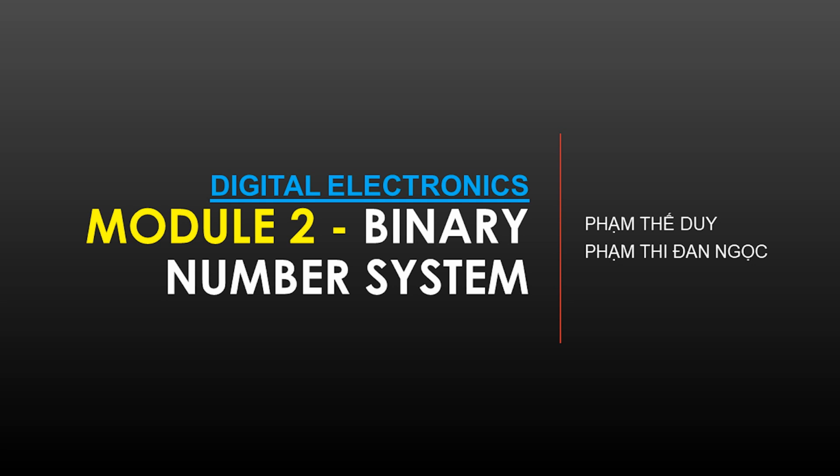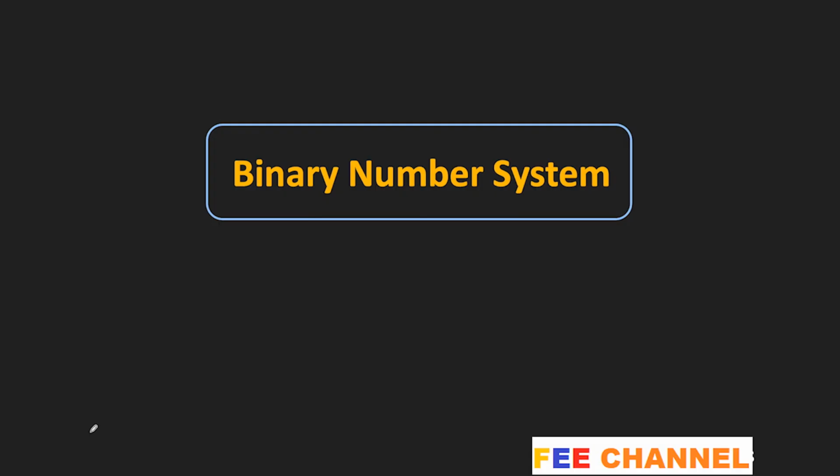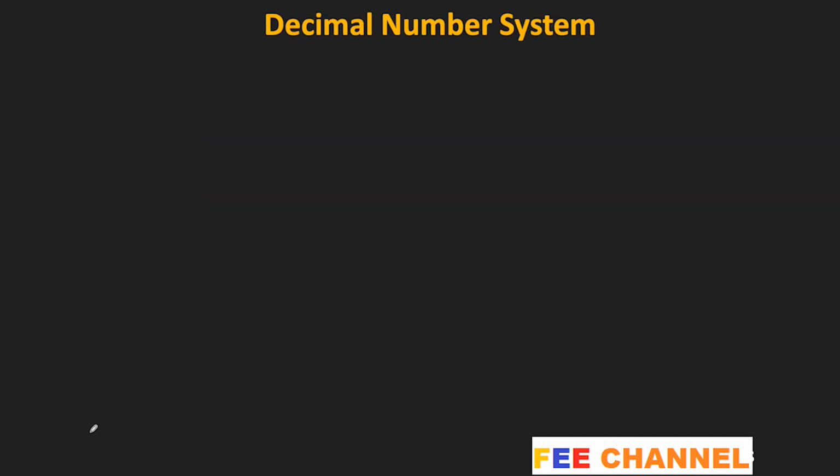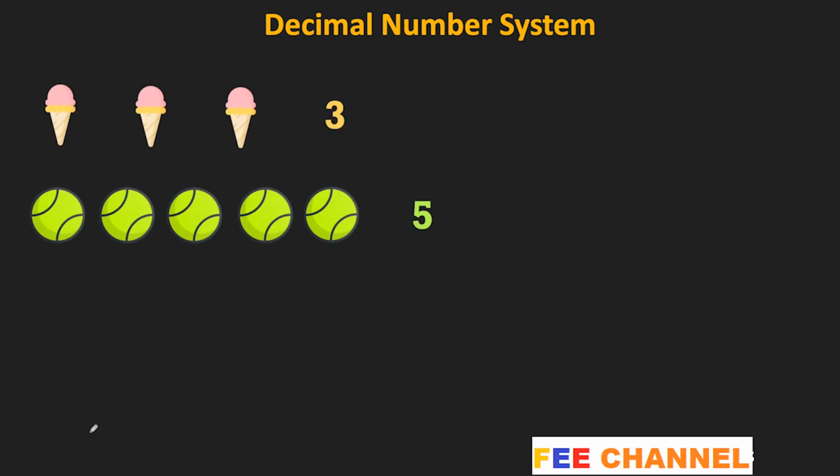So, in this video, we will learn some basics of the binary number system. Now, we all are familiar with the decimal number system, and we are using it in our day-to-day life for counting, as well as for performing the various arithmetic operations. So, this decimal number system consists of 10 different digits starting from 0 to 9.